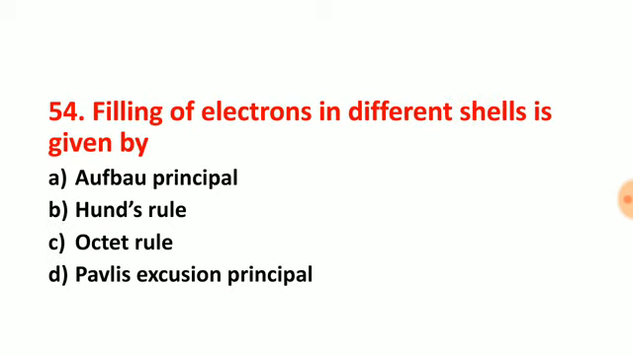Question number 54, filling of electrons in different shells is given by the Aufbau principle. In this principle we fill electrons from lower energy level to upper energy level.